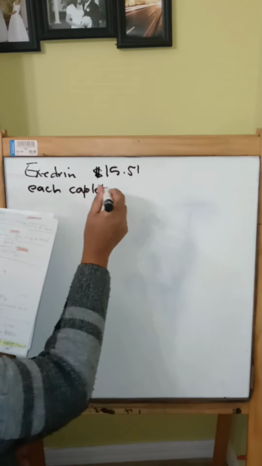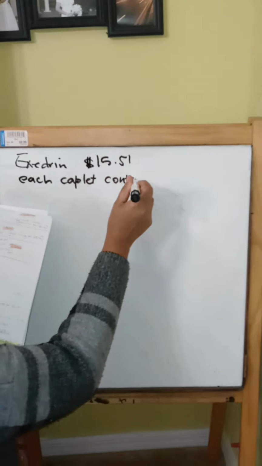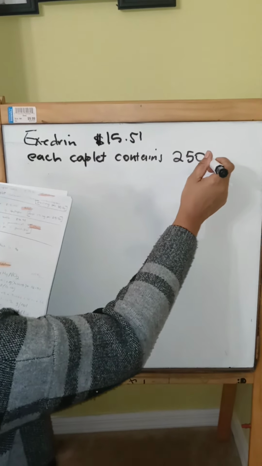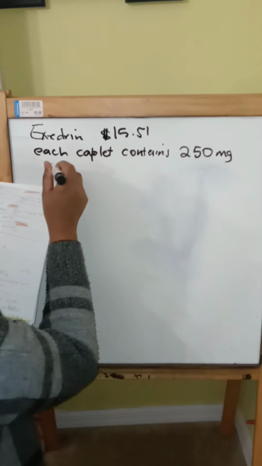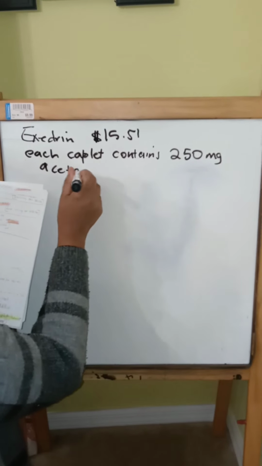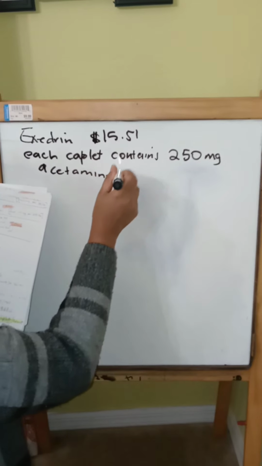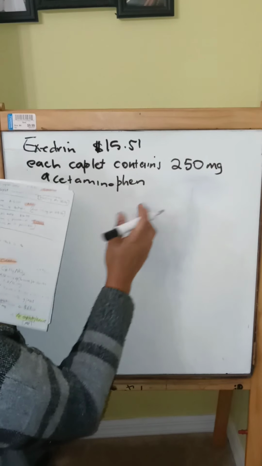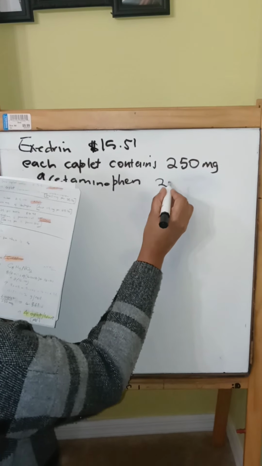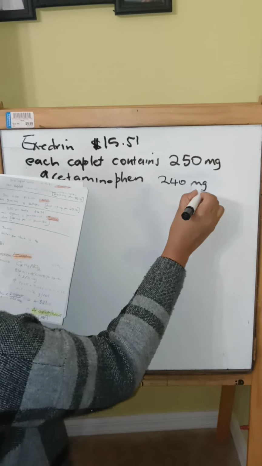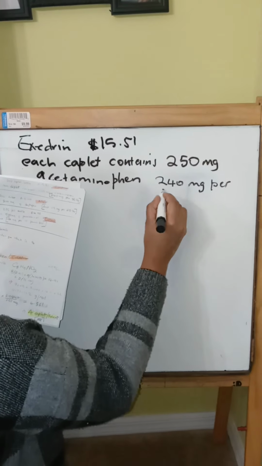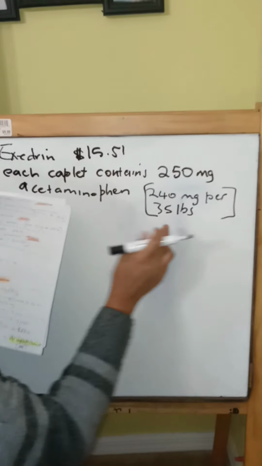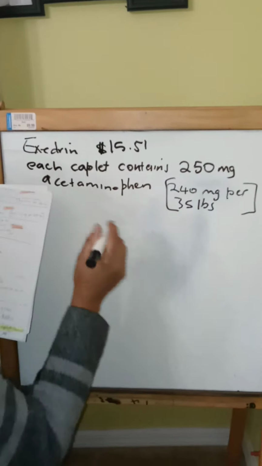caplet contains 250 milligram of acetaminophen. Okay, and the dosage for this is 240 milligram per 35 pounds. So this is what is given for Exogen.